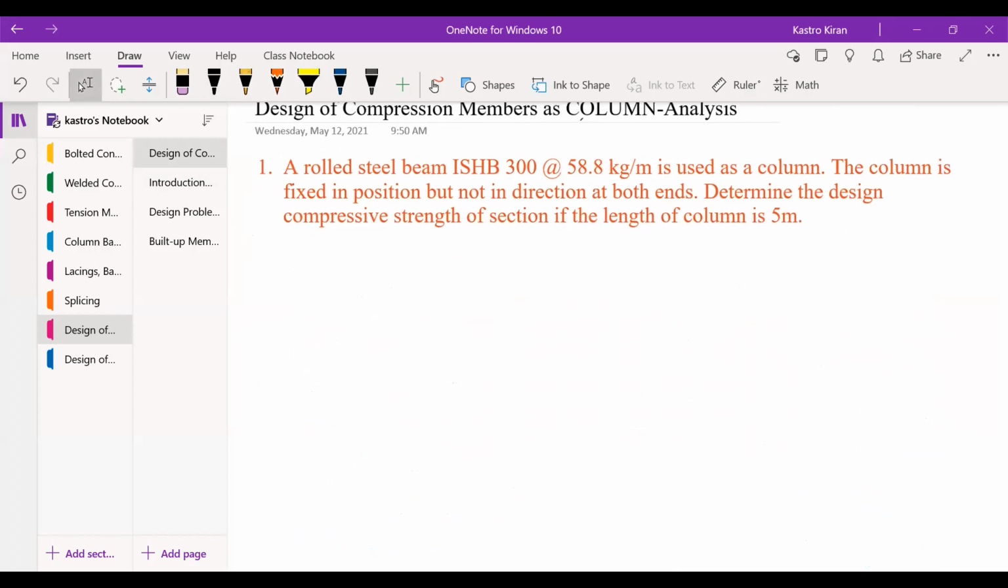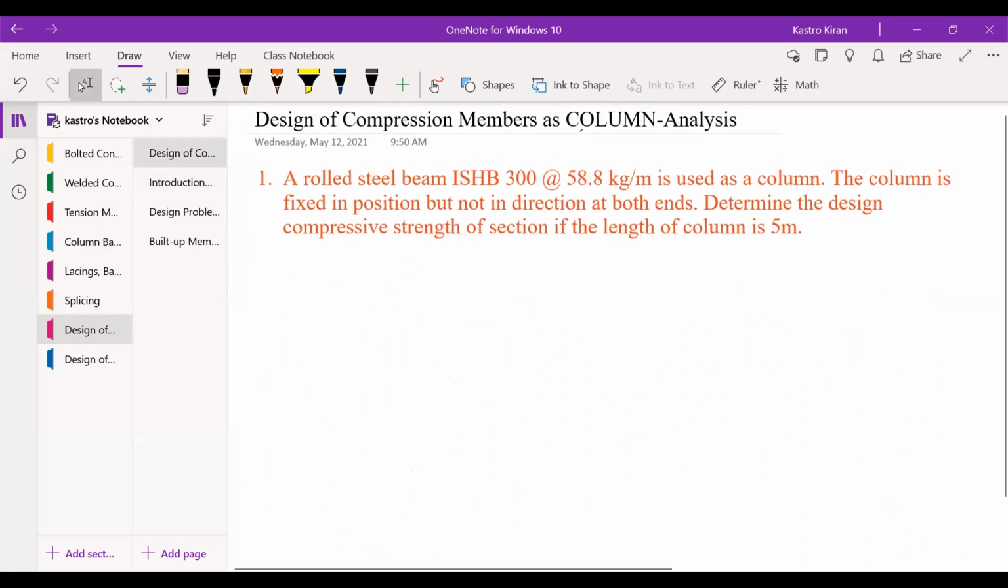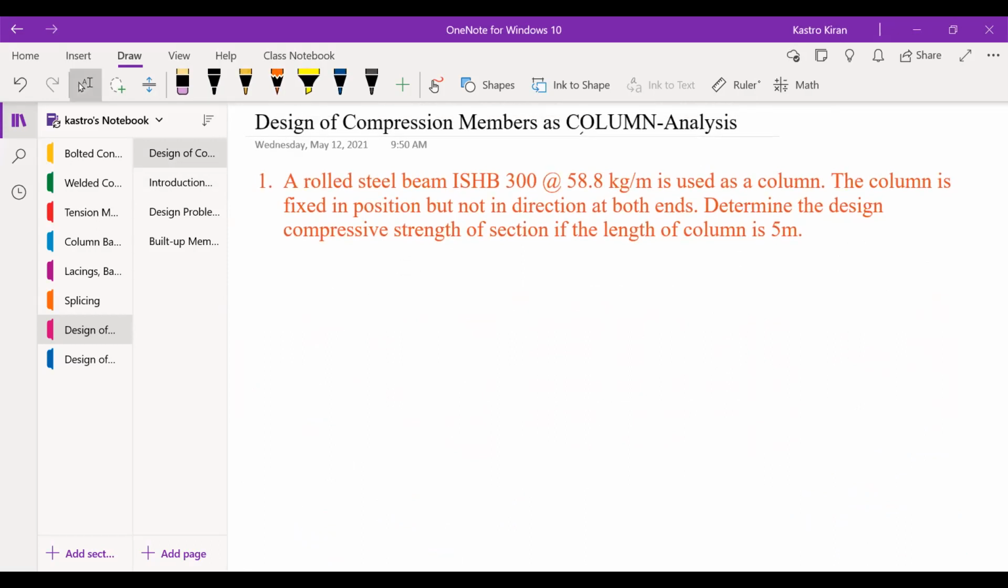Here a rolled steel beam ISHB 300 at the rate of 58.8 kilogram per meter is used as a column. That means ISHB 300 is used as a column, so clearly it's a column type of question. And the column is fixed in position, but not in direction, at both ends. So the end conditions of the column are also given. Determine the design compressive strength of the section if the length of the column is 5 meters.